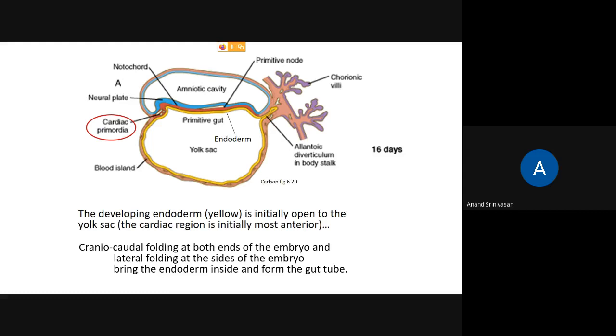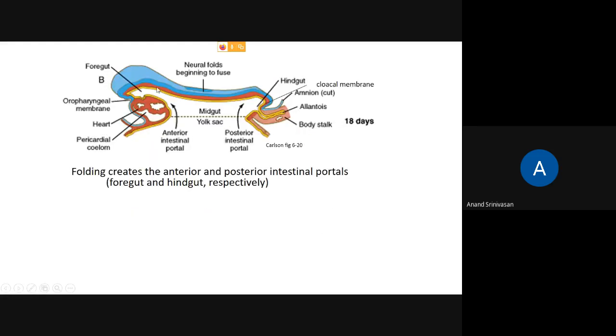what happens? This trilaminar disc is converted into a tube, the gut tube. So here you can see the gut tube. This one is the foregut, midgut, and the hindgut. Here you can see the blue colored part, which is the ectoderm. The red colored is the mesoderm and the endoderm. Because of the folding, the heart is now brought towards the ventral portion, and the gut, the foregut, goes towards the dorsal portion.